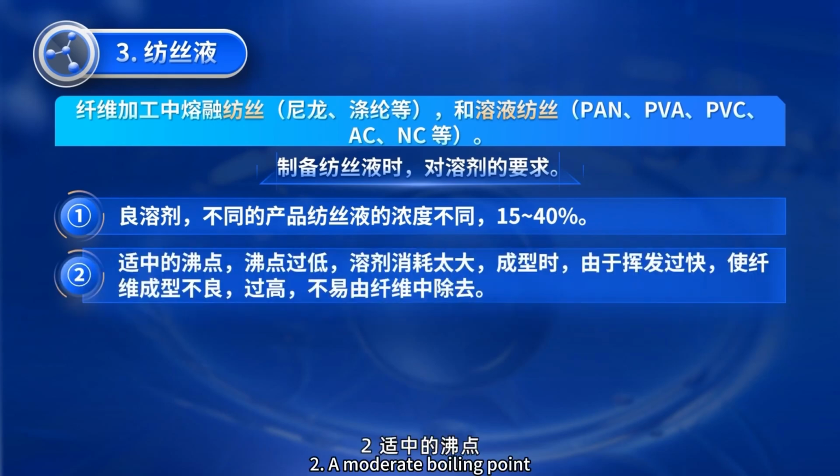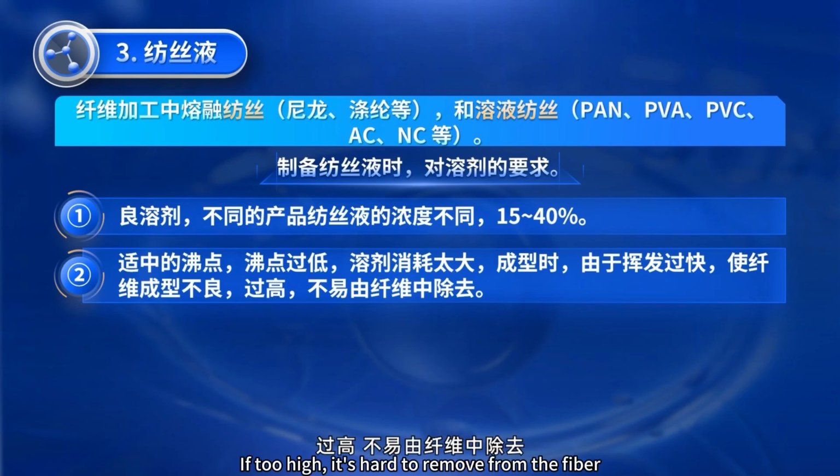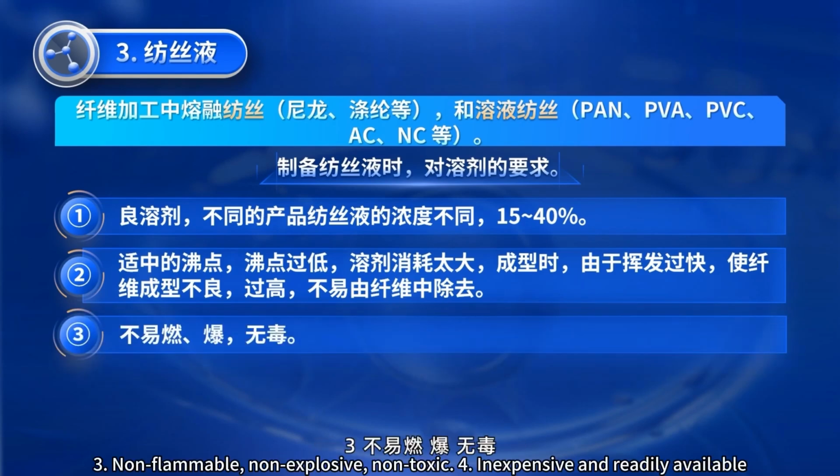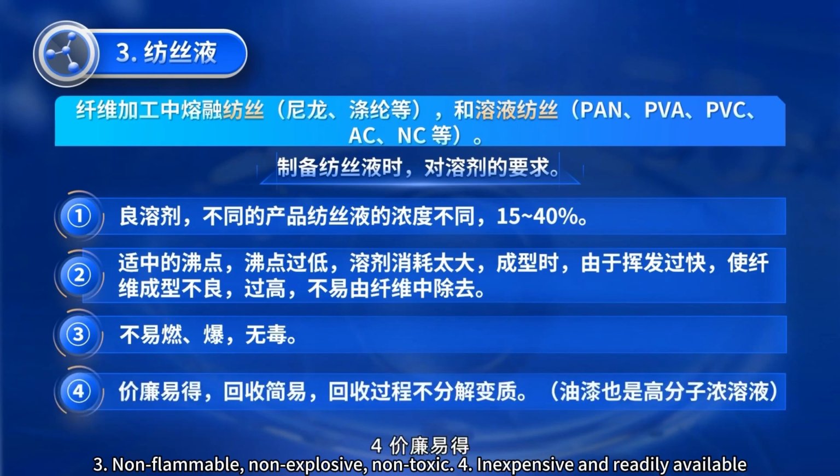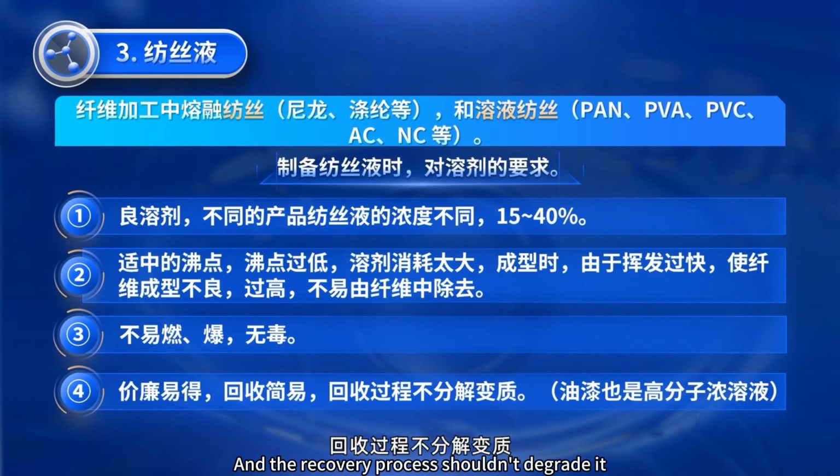Second, a moderate boiling point. If the boiling point is too low, solvent loss is high, and rapid evaporation during forming causes poor fiber formation. If too high, it's hard to remove from the fiber. Third, non-flammable, non-explosive, non-toxic. Fourth, inexpensive and readily available, easy to recover, and the recovery process shouldn't degrade it.